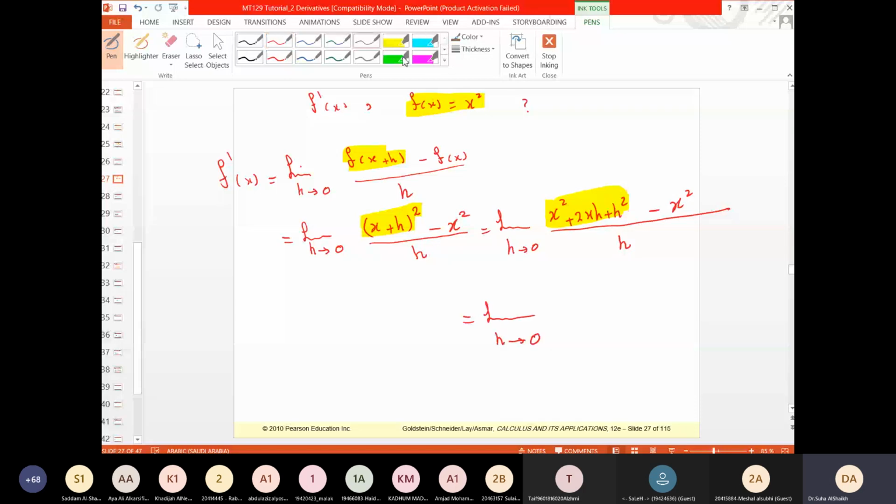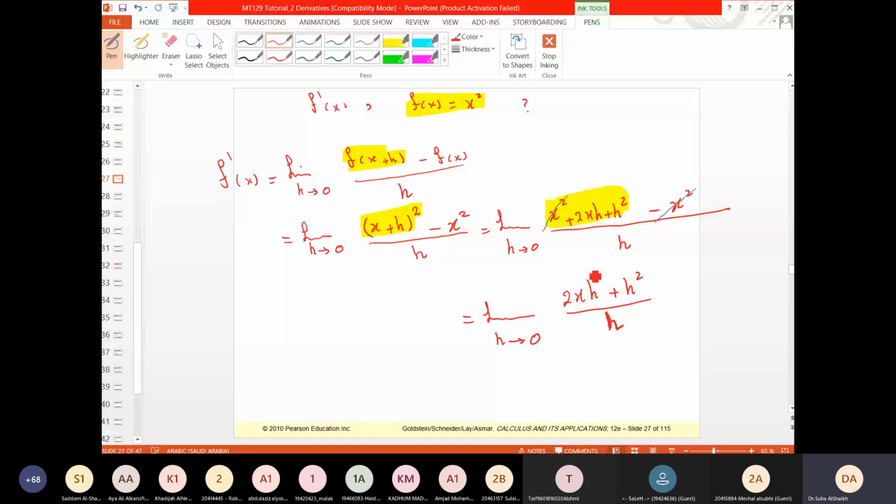Now we check if we have a cancellation. We have a cancellation actually. x square minus x square, they cancel. So we remain with the 2xh plus h square over h. Till now I can't change the h with 0. I cannot change this h with 0. If I change it with 0 down there I will get a 0. So I cannot do this. I still need to simplify.